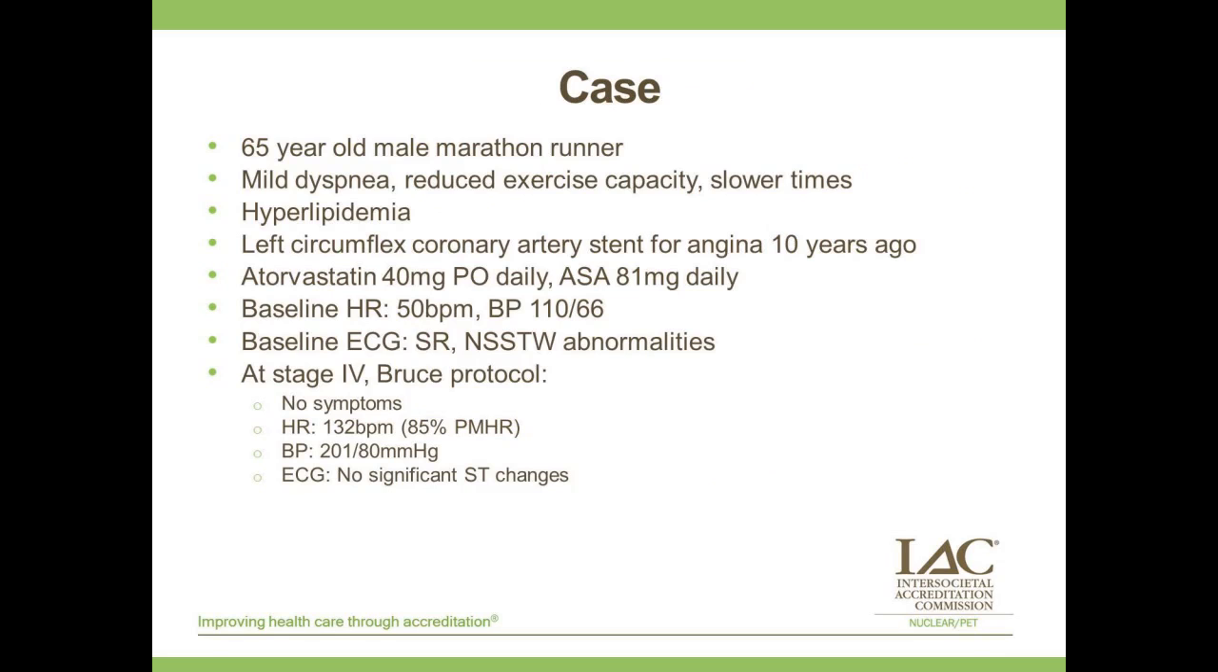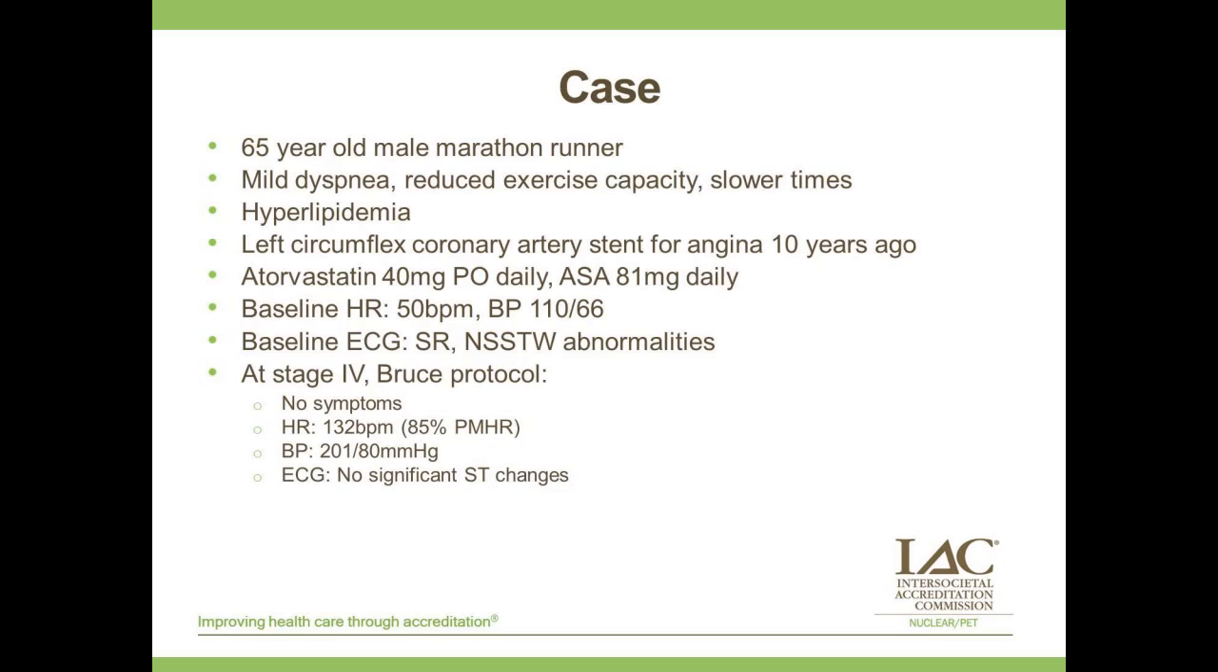Let's return to our case here. Let's go through this a little bit more, and then we'll bring it all home and have some time for question and answering. Recall that we were talking about a 65-year-old male marathon runner. He was experiencing mild dyspnea, reduced exercise capacity, and, really noticeable to him as a runner, slower race times. He has hyperlipidemia. He had a left circumflex coronary artery stent for angina 10 years ago, and he's on atorvastatin and aspirin.